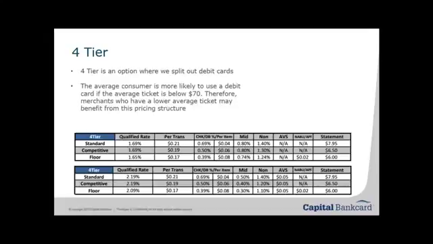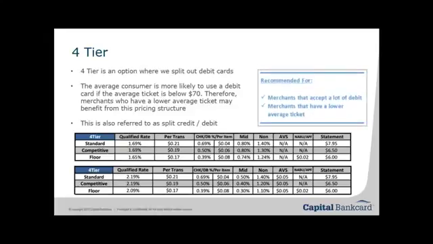The average consumer is generally more likely to use a debit card if the business's average ticket is below $70. Therefore, merchants who have a lower average ticket may benefit from this pricing structure. And again, this is also referred to as split credit and debit. This is recommended for merchants that accept a lot of debit cards or merchants that have a lower average ticket. And again, just to remind, when we're referring to debit here, we're referring to offline debit, so not debit with a PIN that would travel on the PIN debit networks.